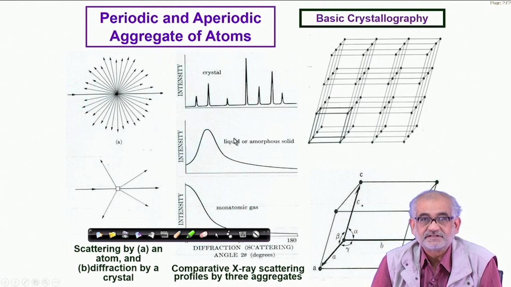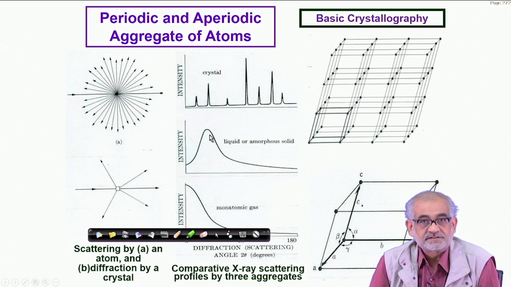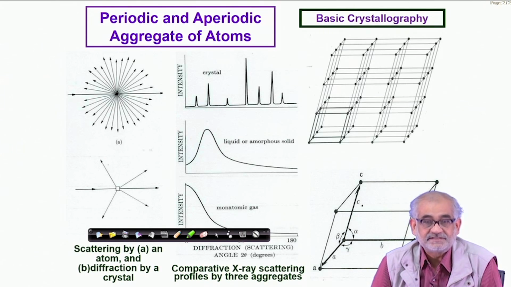Now, if you do not have crystallinity or long-range periodicity, you're likely to see a broad halo, fairly broad, without being centered on a very particular angle, as in the case of crystalline materials. So these are amorphous materials. And when the matter is in the gaseous state, with very large distances of separation, then you're likely to see a profile like this.